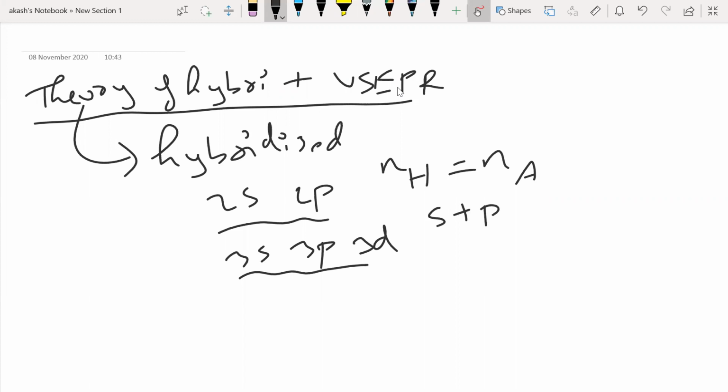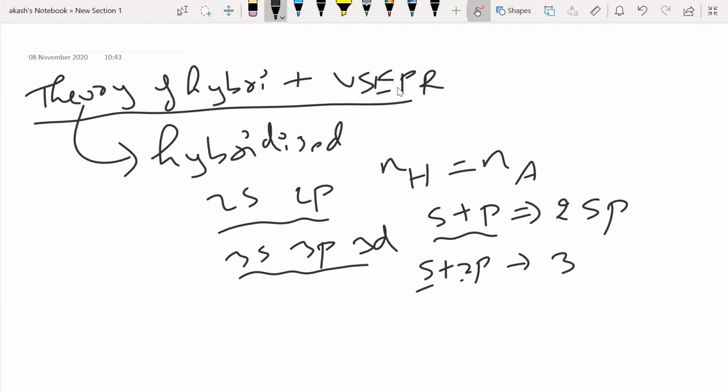If I have one s and one p orbital combining, you can see that there are two atomic orbitals combining. So I'm going to form two sp hybridized orbitals, right? Same way, if I have s and two p orbitals combining, that is going to end up with three, isn't it?